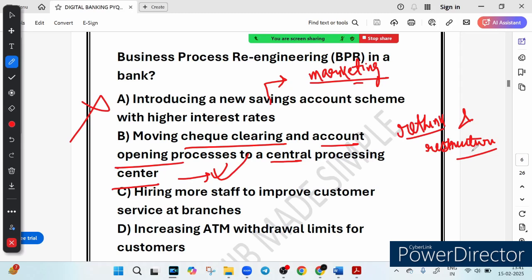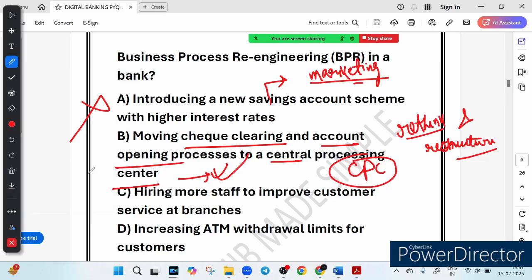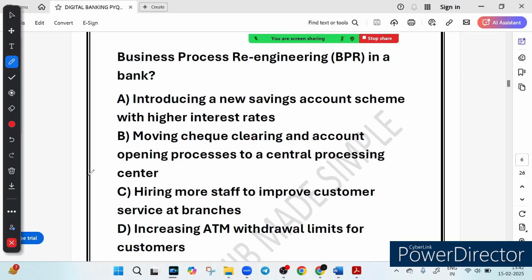Now how does this apply to banking? Earlier every bank branch handled check clearing and account opening manually. With BPR, banks moved this task to a central processing center, which we call CPC, where they use automation to speed up the approval. This reduces errors, delays and paperwork at individual branches. Imagine you go to open a bank account, and instead of waiting for the branch manager to verify documents manually, the details are sent to a centralized system where verification happens instantly using artificial intelligence. That is BPR in action, redesigning a process to improve efficiency. So B is the correct answer.